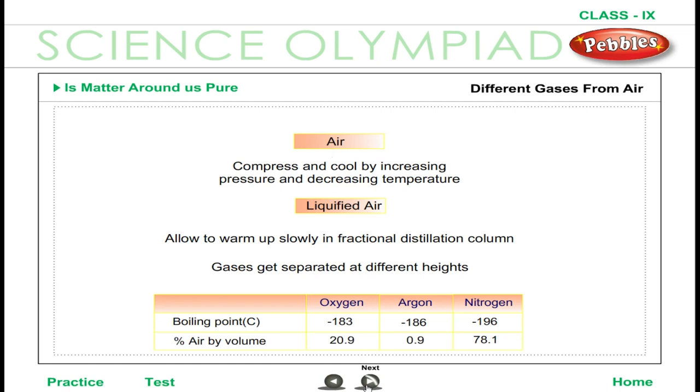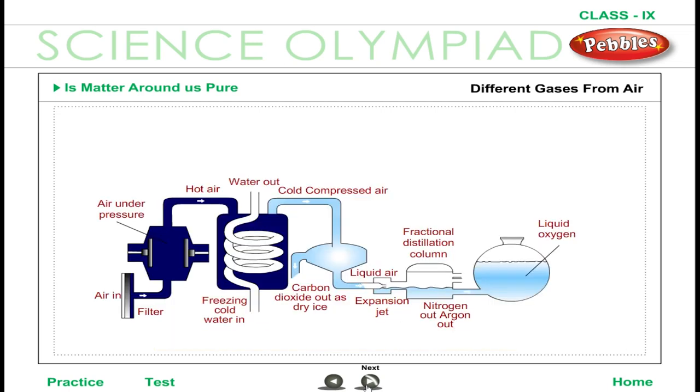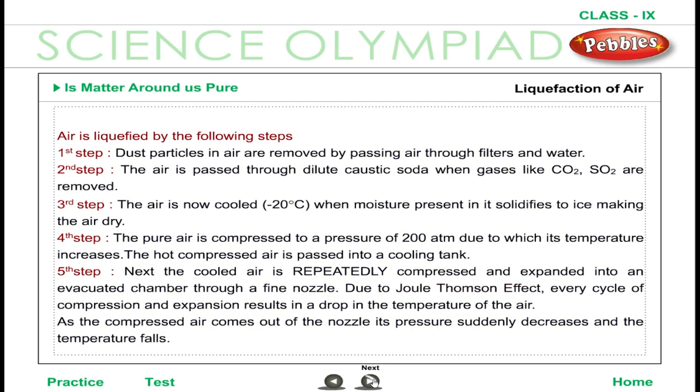The air is compressed by increasing the pressure and is then cooled by decreasing the temperature to get liquid air. The liquid air is allowed to warm up slowly in a fractional distillation column where gases get separated at different heights depending upon their boiling points. Air is liquefied by the following steps.